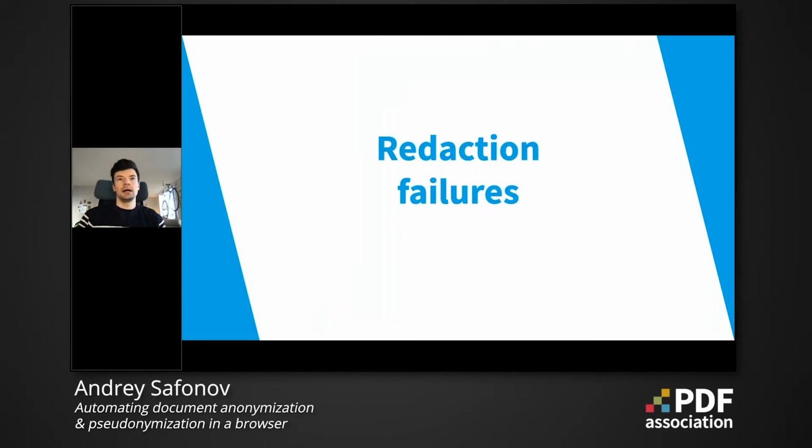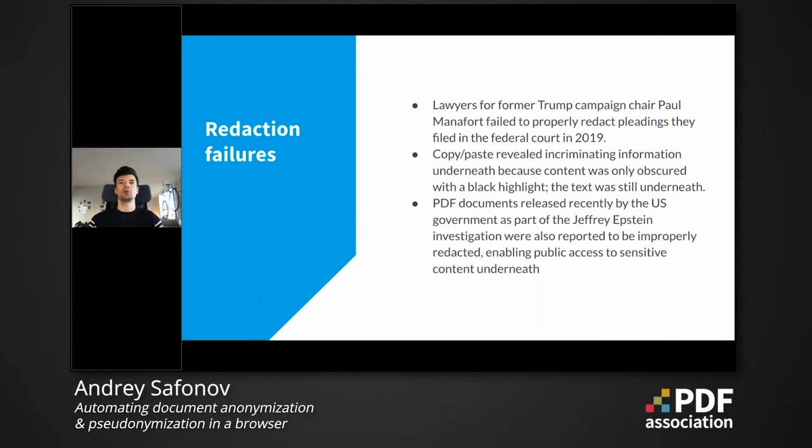Okay, so what are some redaction failures? And we don't have to go far. They happen quite often. For example, the former Trump campaign chair Paul Manafort failed to properly redact pleadings they filed in federal court in 2019. Simply by copy-pasting, it revealed incriminating information underneath, because the content was only obscured with a black highlight annotation, but the text was still underneath.